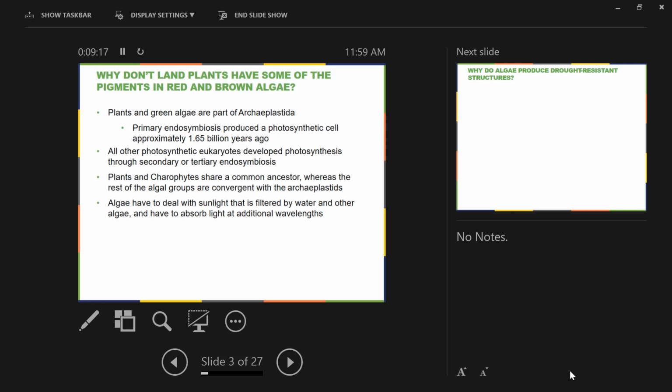Another way is they live in different environments. Yes, there are aquatic plants, but they tend to be in very shallow waters. Some of our brown algae and red algae are in really deep waters. And so they have to absorb light that has already been, I don't know if you knew this or not, but blue light is really the only wavelength of light that penetrates beyond like 20 or 30 feet of water. It's only blue.